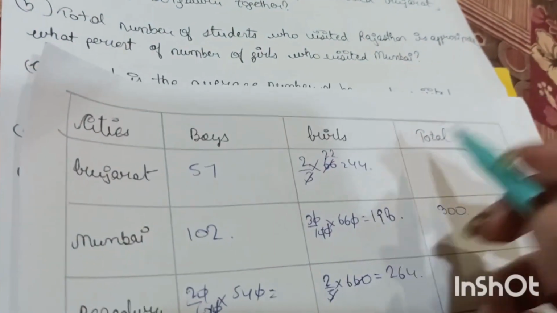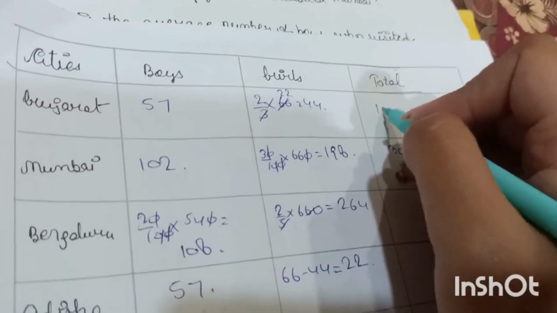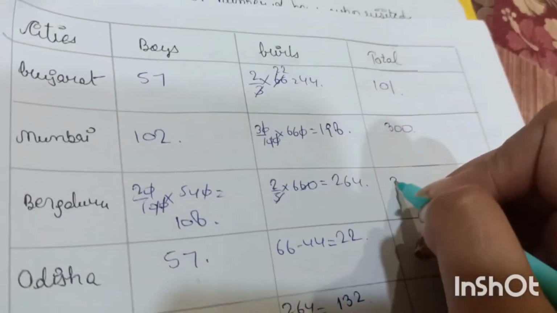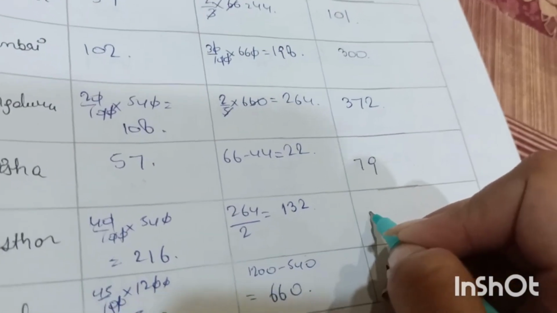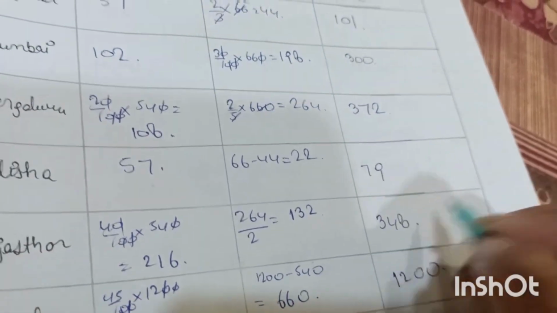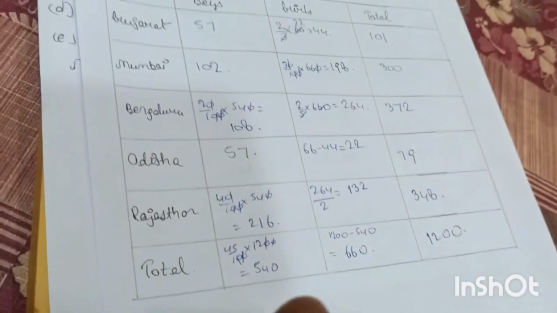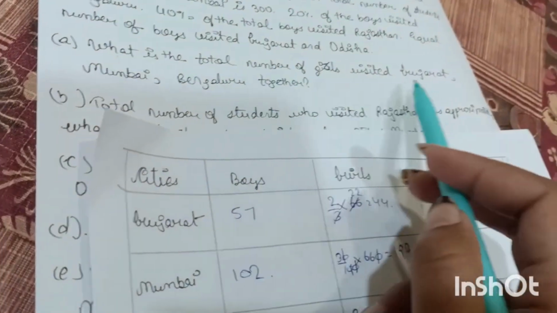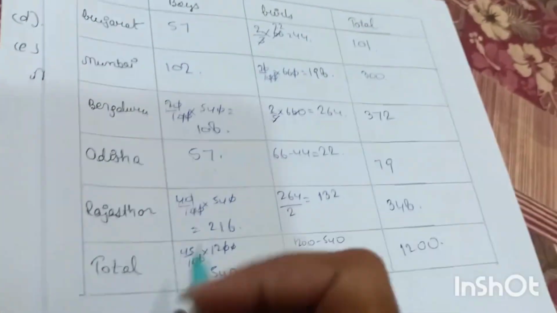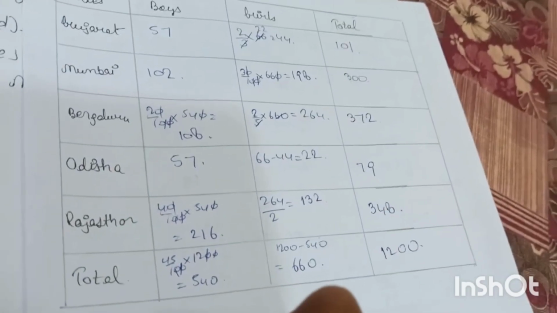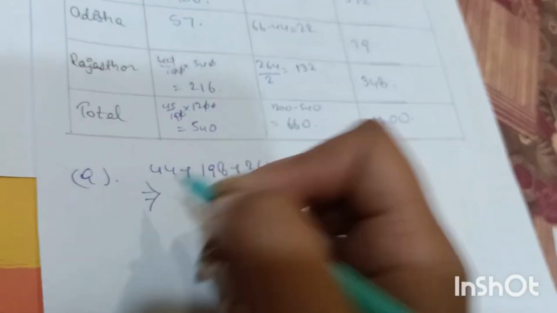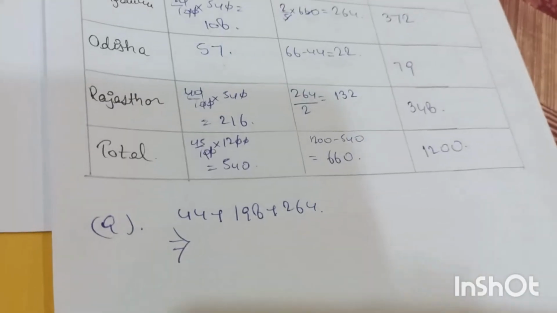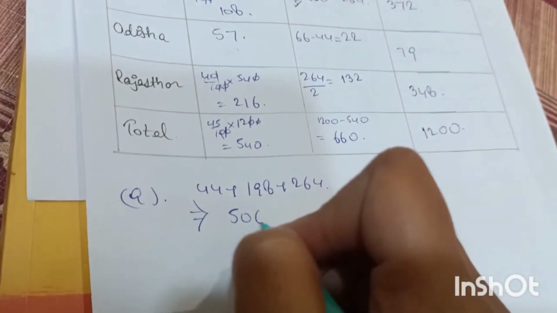First let's calculate the value. So over here you will get 101, 372, 79, 348. Okay, so now let's solve: what is the total number of girls who visited Gujarat, Mumbai and Bangalore? So when you will calculate, you will get the value as 506.